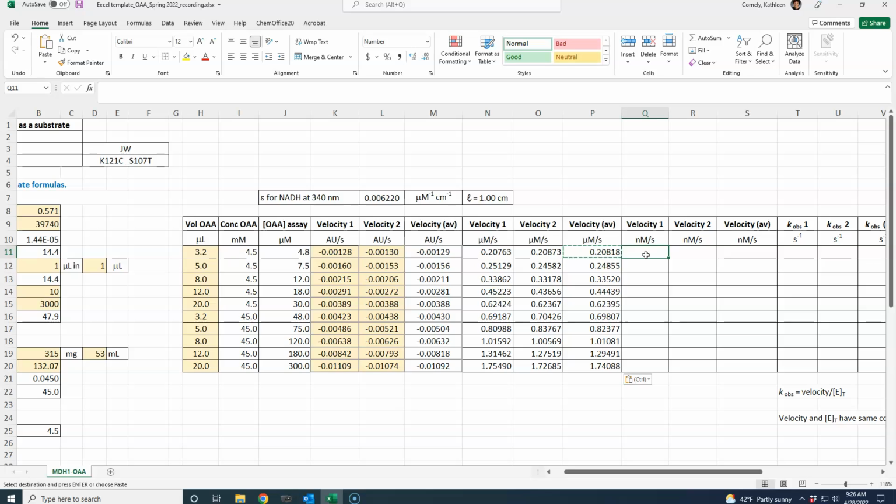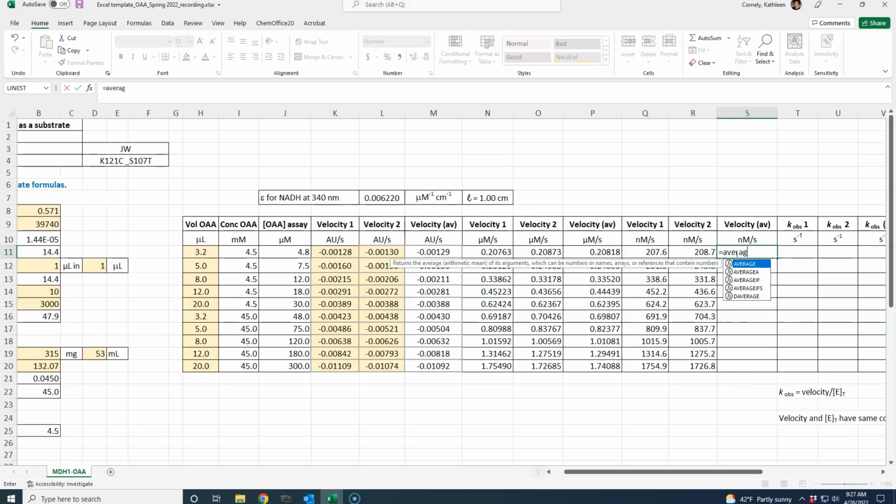Let's convert these to nanomolar per second because, again, we want to calculate K observed and we want the concentration units to be the same. So for trial 1, if I take micromolar per second and multiply it by 1,000, I get nanomolar per second, and I can copy and paste there. And for velocity 2, it is right here, multiplied by 1,000 to get nanomolar per second. And to get the average, I'll just use the built-in function again, and average velocity trial 1 and trial 2.